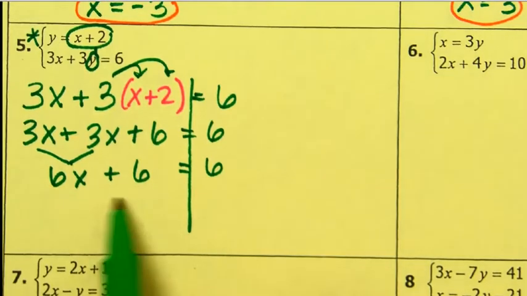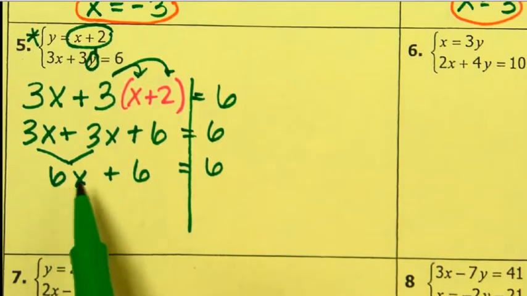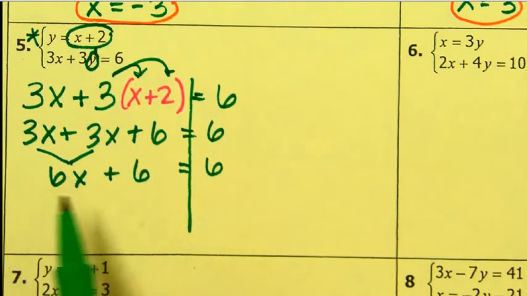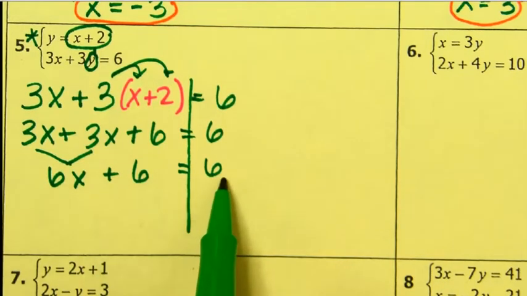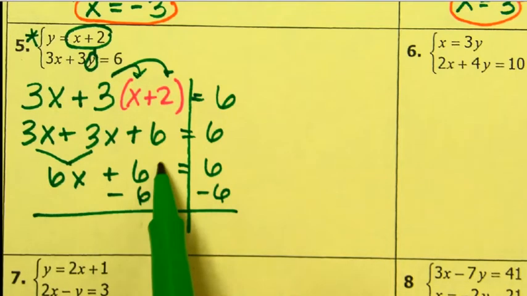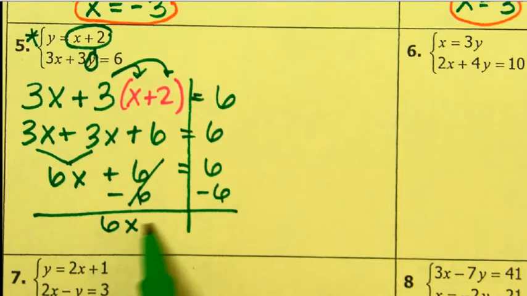So now I start solving. I have x's on the left, so I'm just going to keep them there. I don't need to move any of my x's, but I do have a constant here that I need to move over with this constant. It's going to cancel out here, and I have 6x equals.